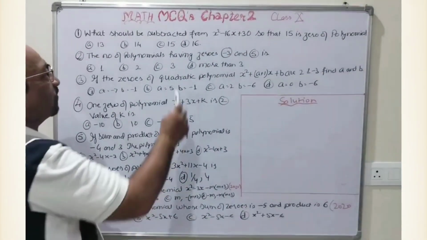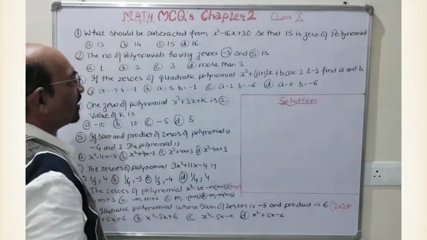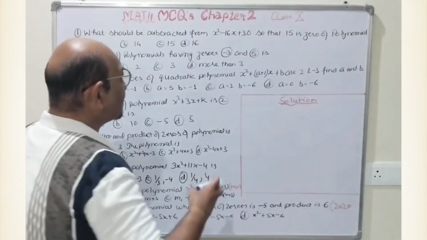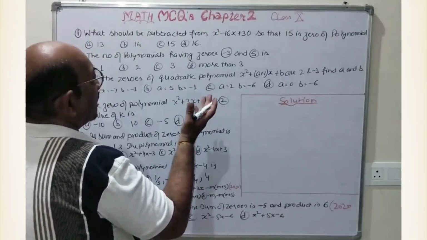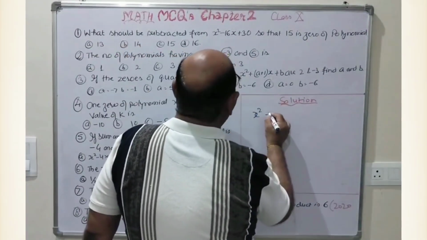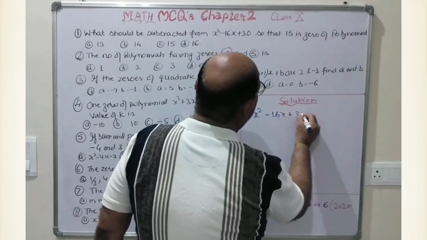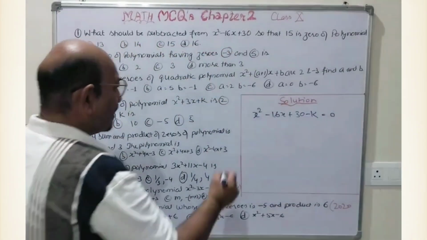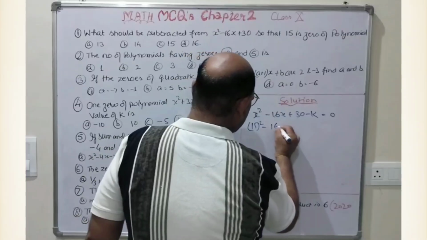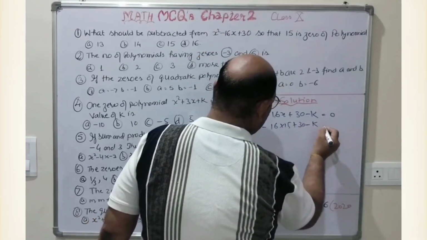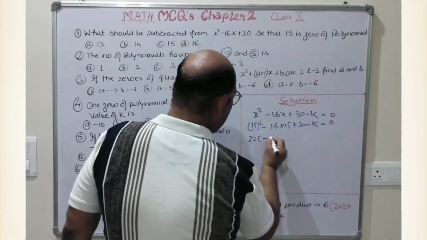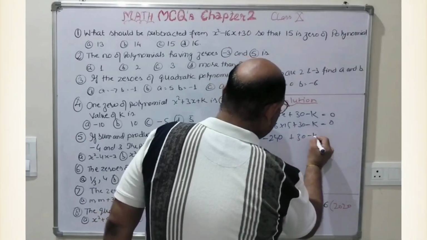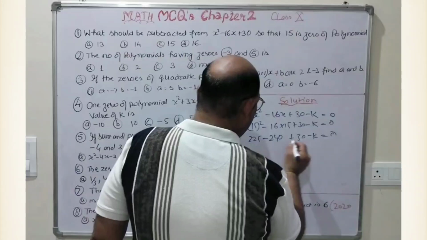तो इस वीडियो में हम करेंगे MCQs चैप्टर 2 मैथ्स क्लास 10। तो पहला है: What should be subtracted from x square minus 16x plus 30 so that 15 is the zero of the polynomial? तो बच्चों लेट अस सपोज दैट वी सब्ट्रैक्ट k फ्रॉम दिस। तो x square minus 16x plus 30 minus k is equal to 0। तो अगर 15 इसका 0 है तो 15 का स्क्वायर माइनस 16 इंटू 15 प्लस 30 माइनस k इज इक्वल टू 0। 225 माइनस 240 प्लस 30 माइनस k इज इक्वल टू 0.